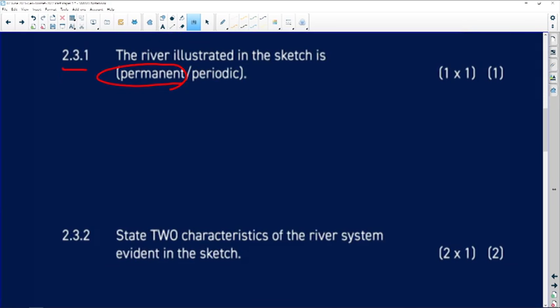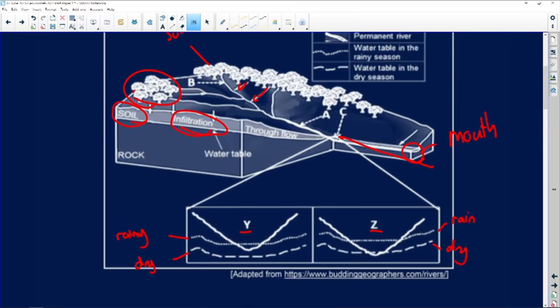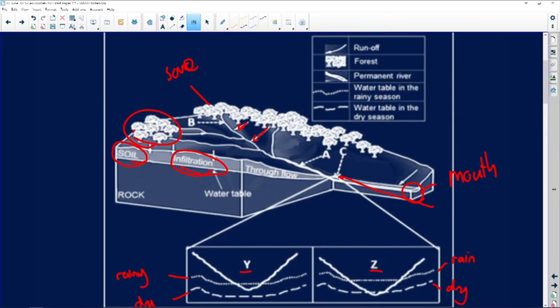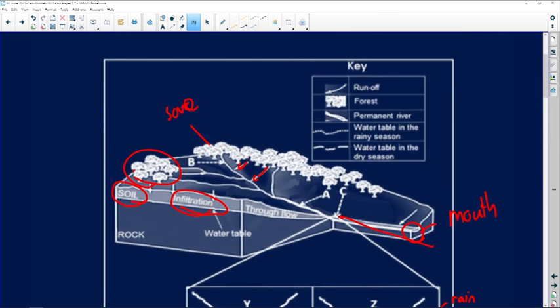Okay, 2.3.2. State two characteristics of the river system evident in the sketch. This is a very excellent question. Now, just characteristics that we can see over here. First and foremost, have a look at this drainage basin pattern. Doesn't this look familiar? Right? It's probably our most common one, if I can just draw it roughly. What type of pattern is this? This is a dendritic pattern. Right? And pay attention to the high water table. The water table is very close to the surface.